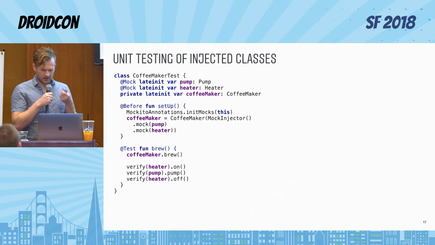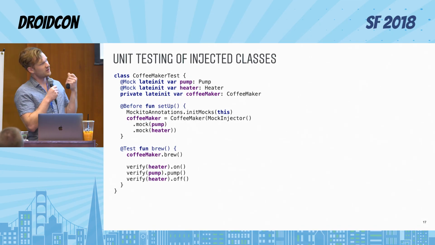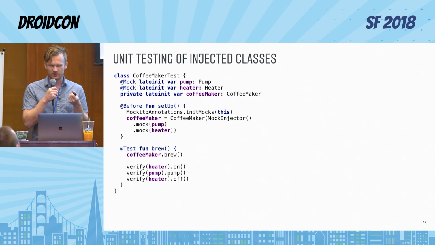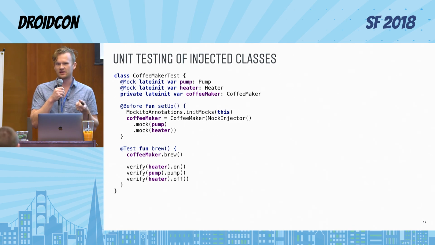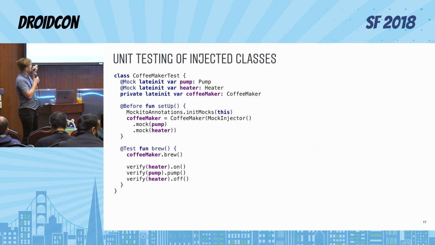To address that, the framework comes with a mock version of the injector. With the mock version of the injector, you can easily specify which fake implementations you want to have within your test. So in this particular example, I set up a mock implementation for pump and heater. So when I test the coffee maker brew method, I can validate that heater and pump are properly invoked.